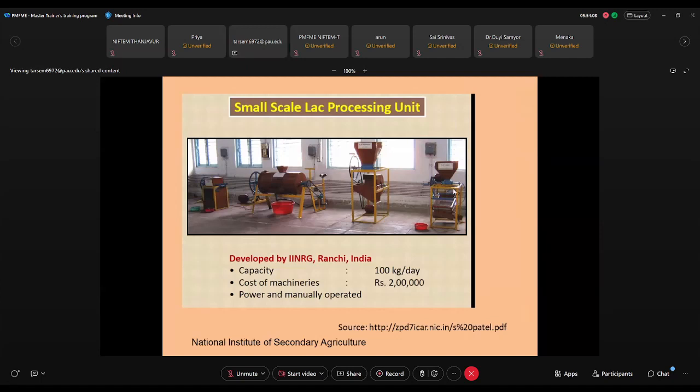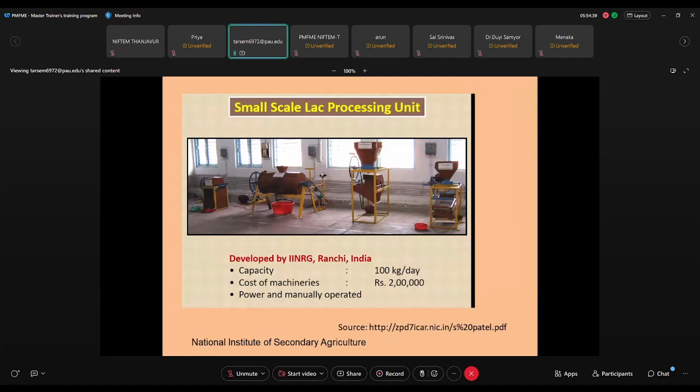So these are the main machines I have discussed with you, which are used in processing of minor forest crops or some traditional crops. I have discussed with you the turmeric processing, the machines developed in PAU for its various unit operations including washing, drying and polishing, grinding, etc. and packaging also.